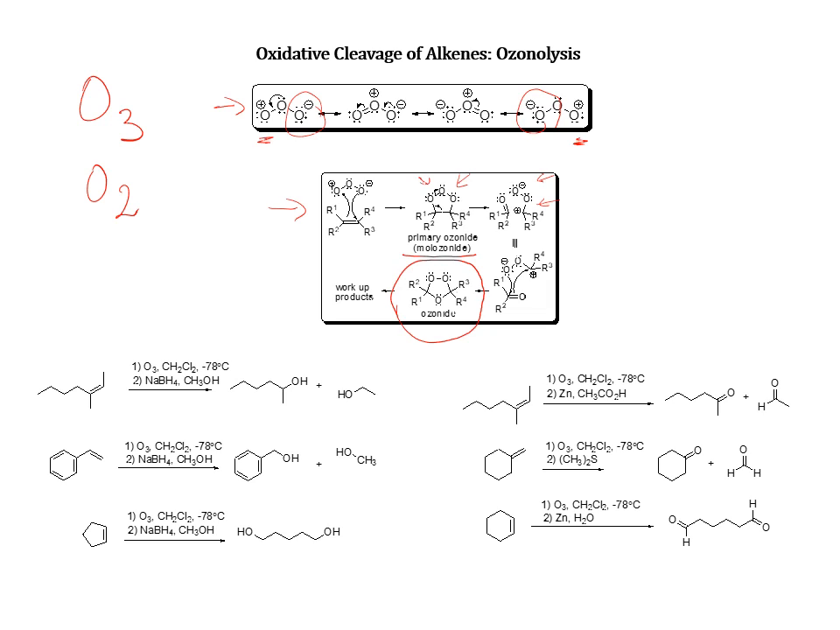Workup can be carried out under reducing conditions using sodium borohydride as the reducing agent, and then the products are the corresponding alcohols. So each carbon of the double bond ends up with a hydroxyl group on it, as an alcohol. You can see that the double bond has been cleaved, and the fragment on the left gives an alcohol, and the fragment on the right also gives the corresponding alcohol.